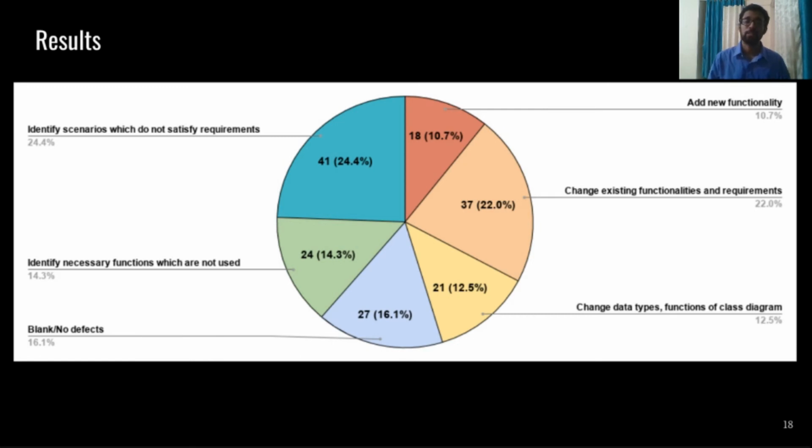This pie chart shows the percentage of the different types of responses. We see that there were around 11% of responses which added new functionalities, and around 22% of responses in which students changed the existing functionalities and requirements.